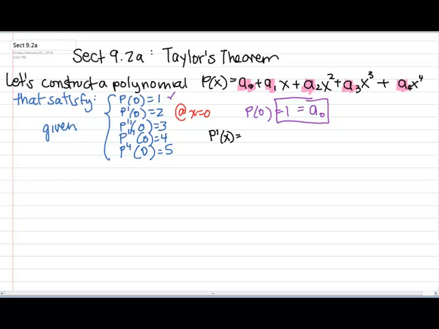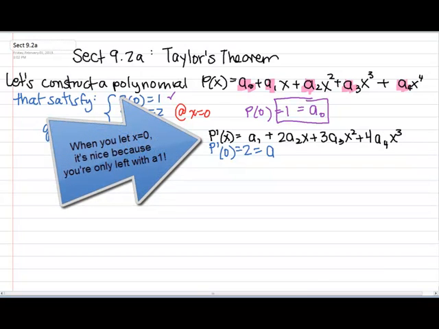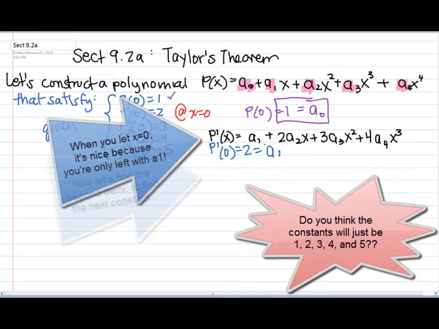So p prime of x is going to be a sub 1 plus 2 a sub 2x plus 3 a sub 3x squared plus 4 a sub 4x to the third. So we merely take the derivative of all our terms. And since p prime of 0 equals 2, then that means I'm going to plug in x equals 0. Again, this one's kind of nice. Well, a sub 1 equals 2.